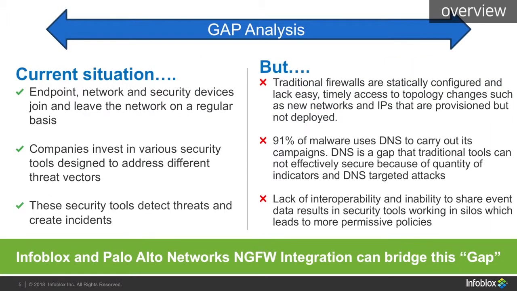Currently, there are many devices that join and leave the network on a regular basis, and companies are investing in tools designed to address this issue and different security threats. However, traditional firewalls lack easy and timely access to network changes that have already been provisioned but not deployed. Also, over 90% of malware uses DNS to carry out its campaigns. Due to the quantity of indicators and DNS-targeted attacks, DNS is a gap that traditional tools don't effectively secure. There's also a lack of ability to share event data between platforms and teams.